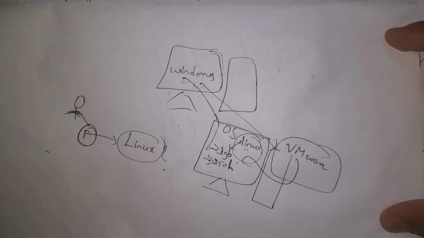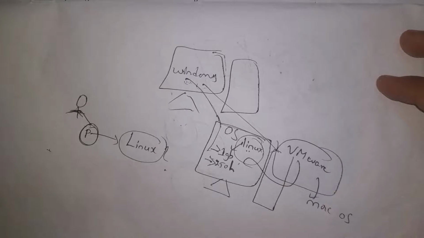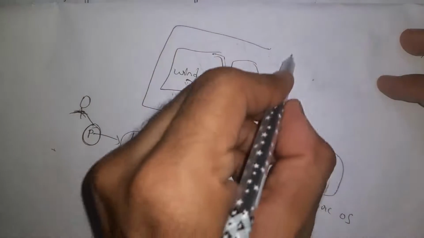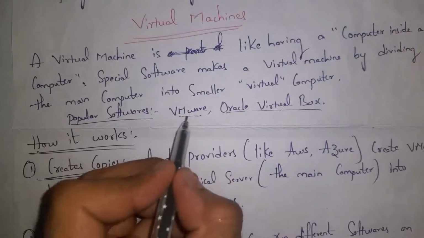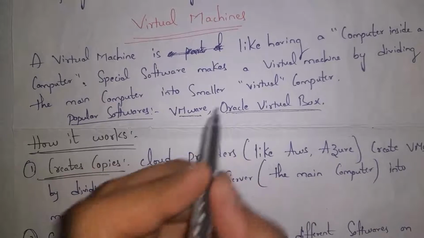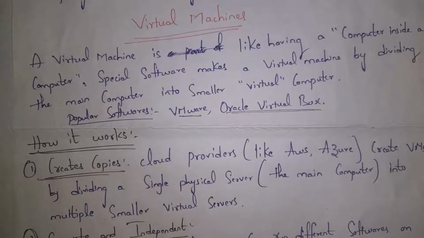For example, this time I need Mac OS. Simply, I can install Mac OS in VMware software. So by using VMware software, we can divide our main computer into smaller virtual computers. VMware and Oracle VirtualBox, these both are famous virtual machine software.